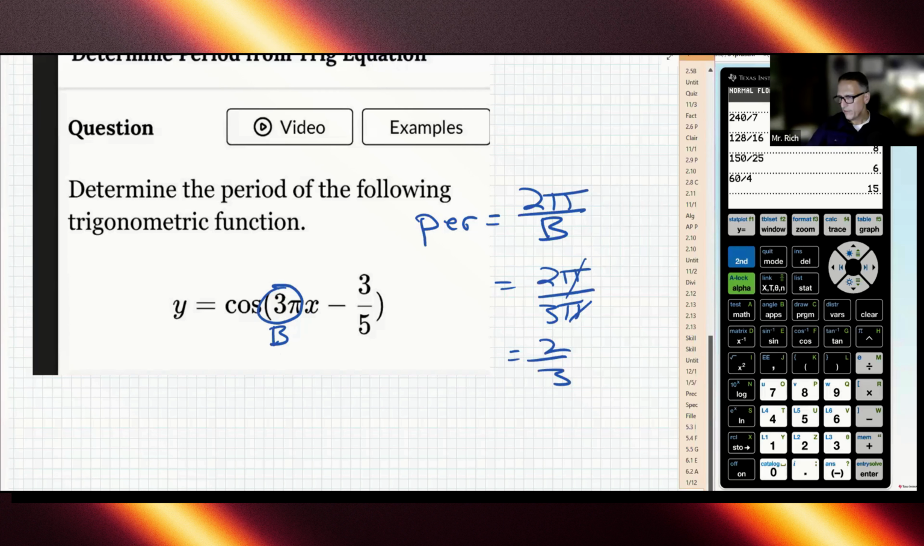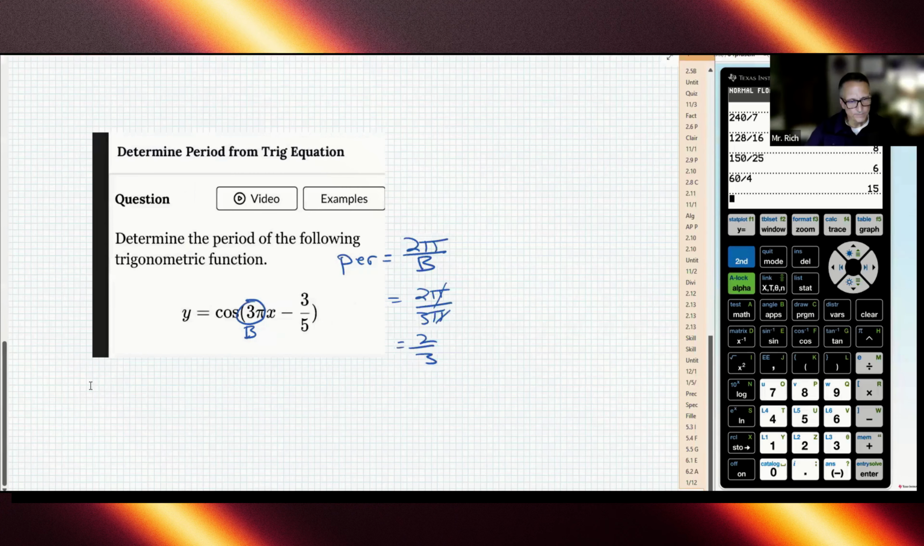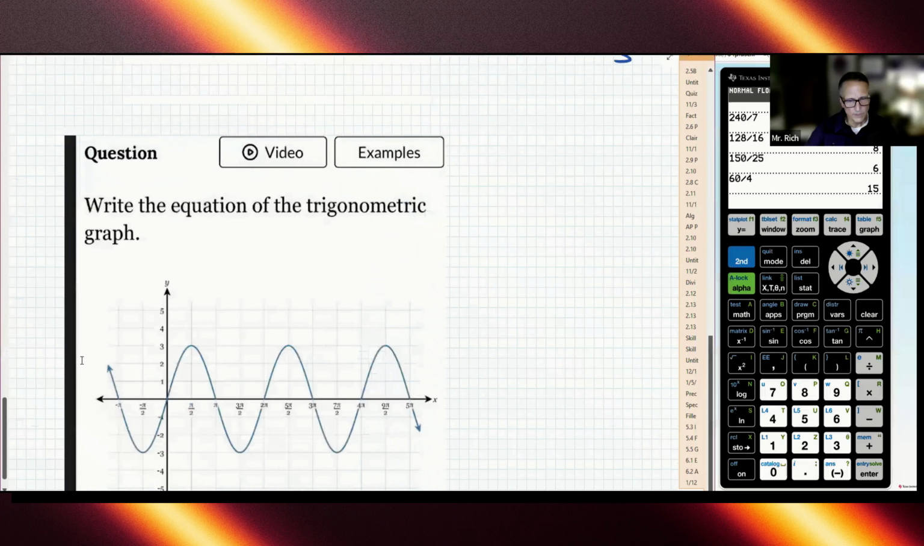All right, I got another one. Oh, all right, let's do this one. I like this. So this is writing an equation from the graph of a trigonometric function. Also going to be pre-calc right here.